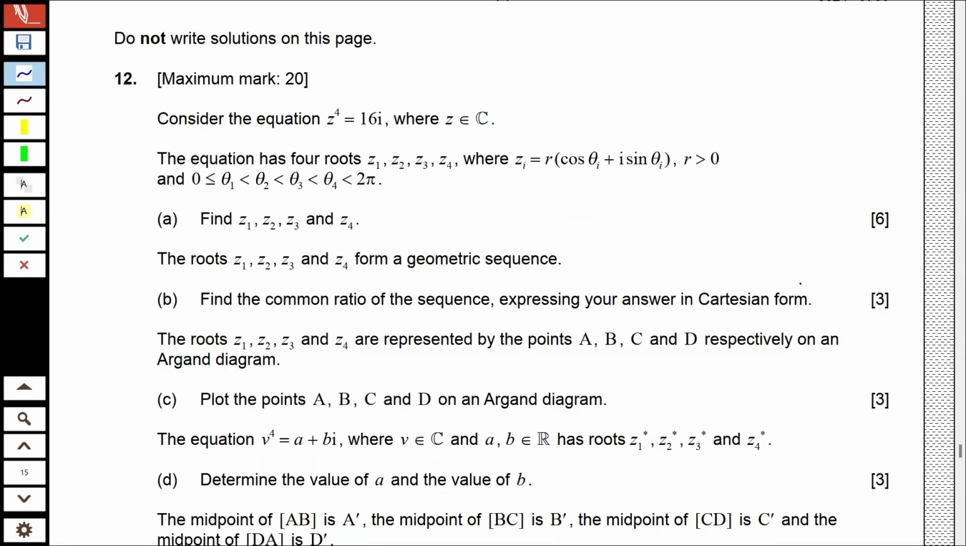Question 12, it has a maximum of 20 marks. Consider the equation z to the power of 4 equals 16 times i, where z is a complex number. The equation has 4 roots, z1, z2, z3, z4, where z_k equals r times, this is the polar form of the complex number, and r greater than 0. Let's find the roots of this equation.